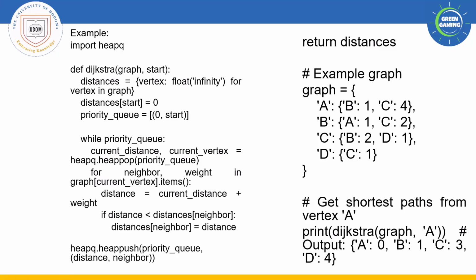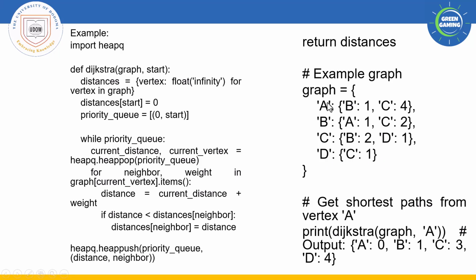So take this example. We have a vertex A which has B with weight 1, C with weight 4. We have B which has A with weight 1, C with weight 2. We have C with B weight 2, D weight 1, and D with C weight 1. Remember, at the first time we set every vertex here, A, B, C, and D, equal to infinity.